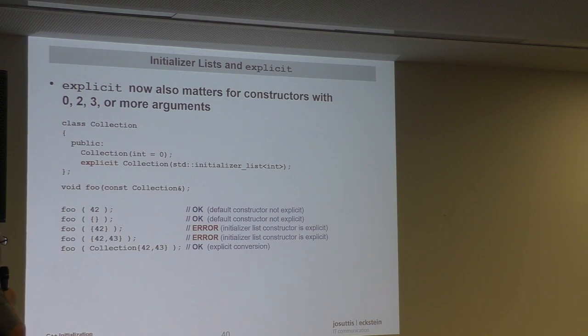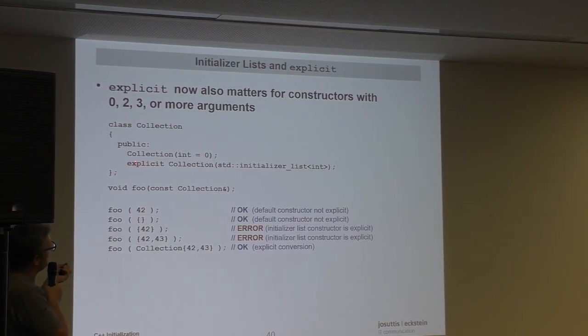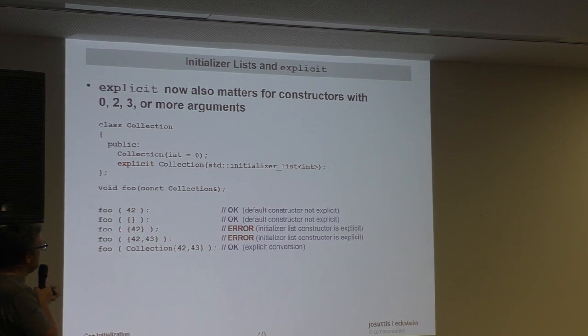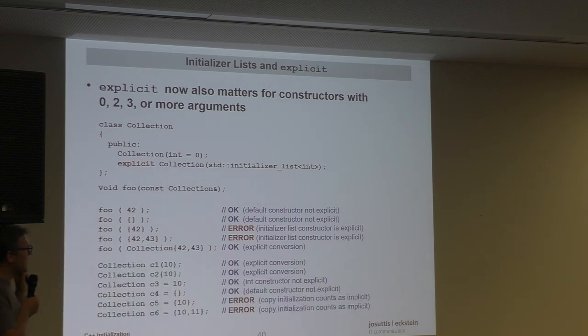Okay, so this creates some interesting problems. If we have a collection, and the collection takes an int and an initializer list of int, and one of them is explicit and the other is not, you get this interesting behavior. You call a function foo, and if you pass empty curly braces that will compile, but with curly braces with something inside, it will not compile. Because, as you learned, empty curly braces will call this constructor, which is not explicit. The others will call this constructor. And even worse, when we initialize this collection with an equal sign, using empty curly braces will compile, but using curly braces with the elements inside will not compile.